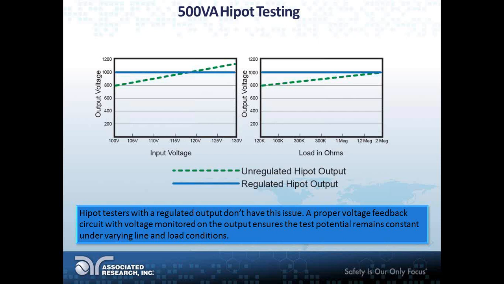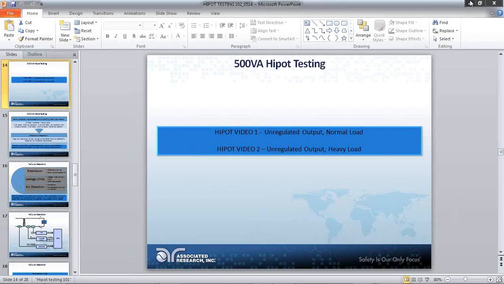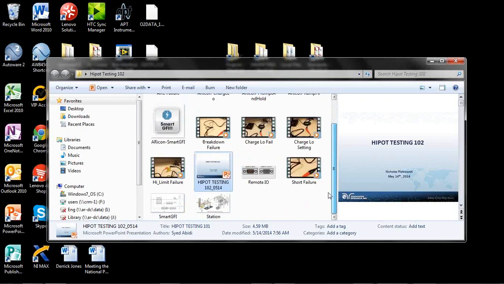So it's important to know what kind of Hipot unit you're working with, because if you have a regulated unit, you're going to get good voltage maintenance on the output, but if you don't, you really have to be careful. So let me, bear with me here, guys. I've got to share some videos that I took of a really old school Hipot tester, and I think this will be kind of cool to see.